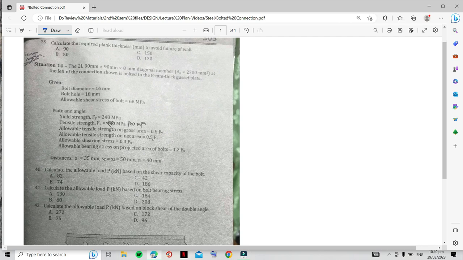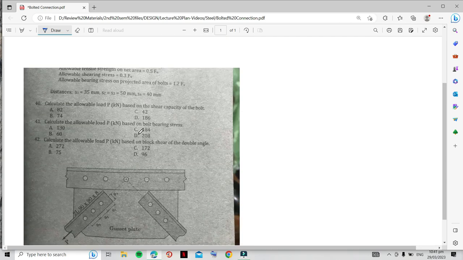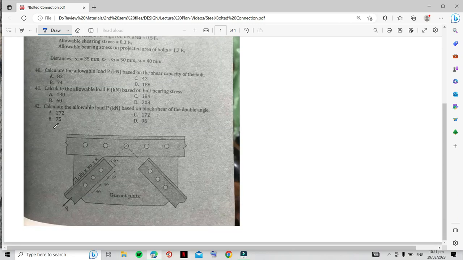So this is a correction, because the value here is for 80, no? Pero yung tama is 400 MPa. Okay, you have allowable tensile strength on gross and so on. Okay, so the figure is like this. So this is the figure. We have the distances given here, 35, 50, and 40, which signify S1 to S3. I mean S1 to S4, spacing 4.